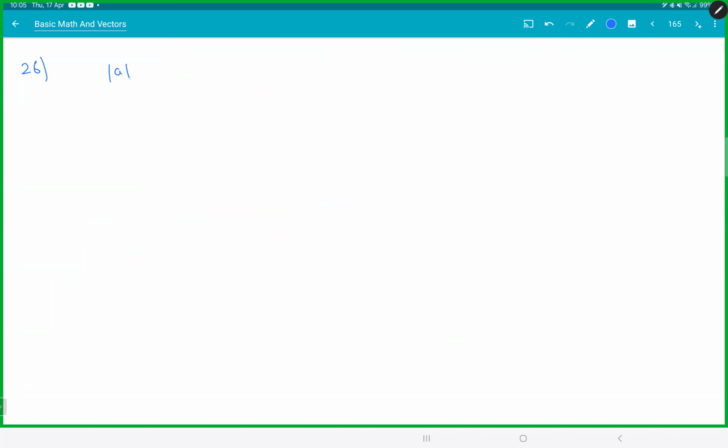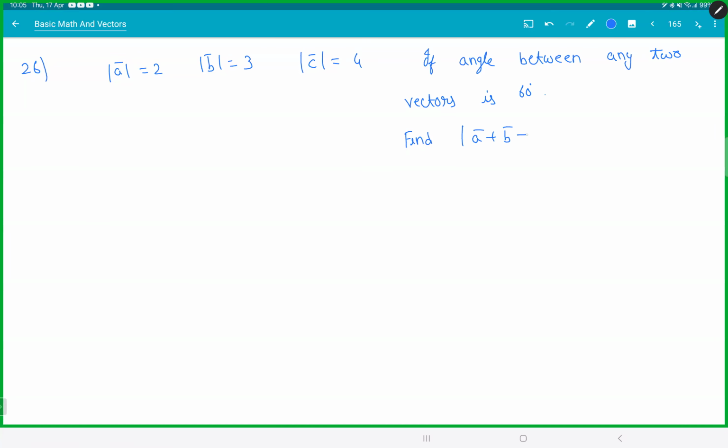If you have three vectors, let's say mod A bar is equal to 2, mod B bar, let's say I'm making it even worse, 3. This I'll give you in the sheet also. Mod C bar is equal to 4. If the angle between any two vectors is 60 degrees, then find mod of A bar plus B bar plus C bar. Now, last time the way I showed you was pure geometry, but using dot product, you will get it in a more convenient way. How do we use dot product to get this? Try.